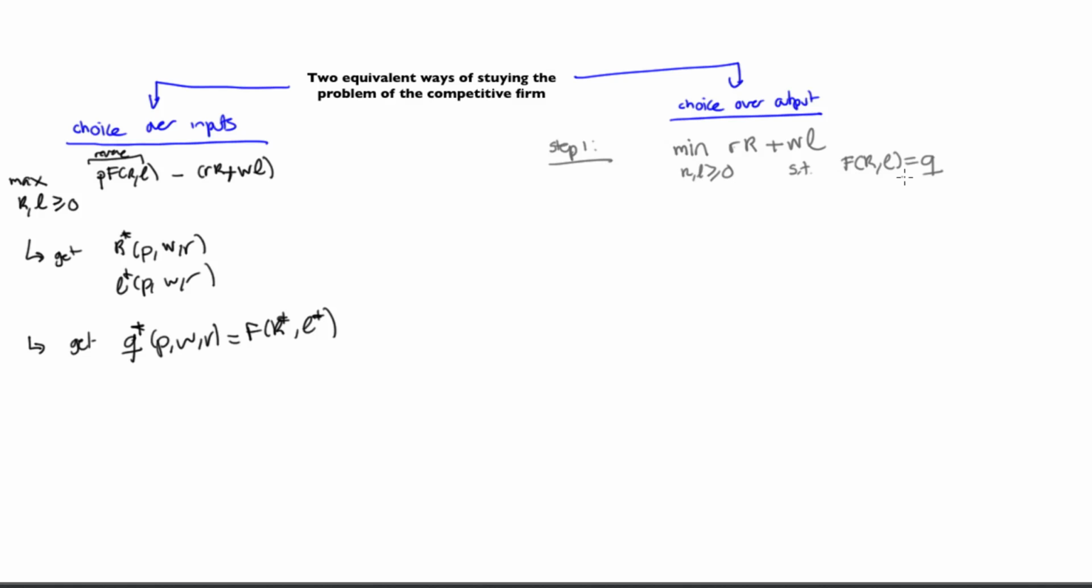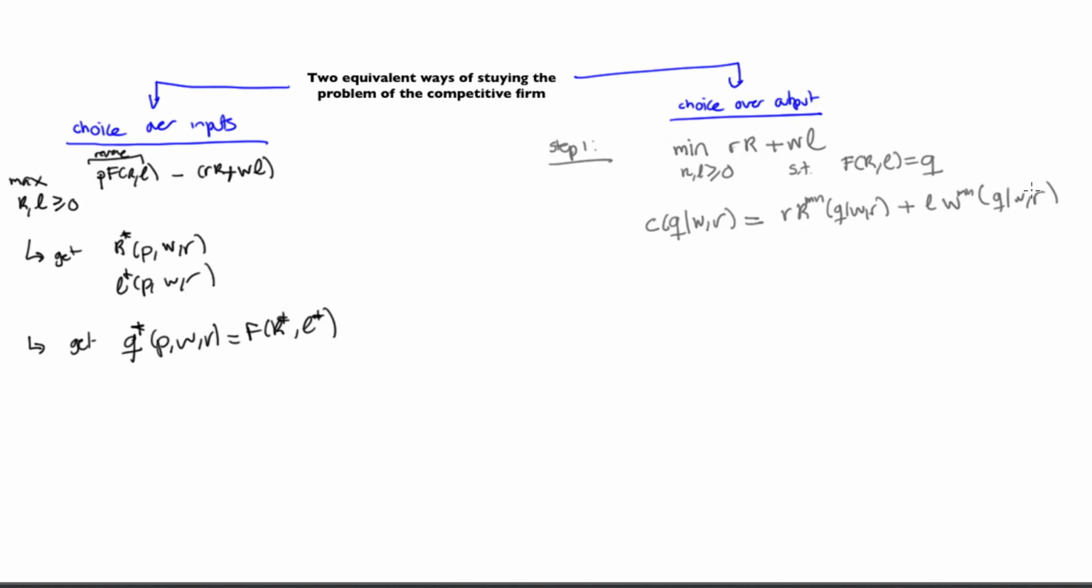This is called a cost minimization problem because it literally says, given that I want to produce Q, what's the cheapest way of achieving it? Now we're going to call the cost function the solution to this problem. So C of Q comma W, R is going to be equal to R times K min of Q given W, R plus W times L min of Q, W, R.